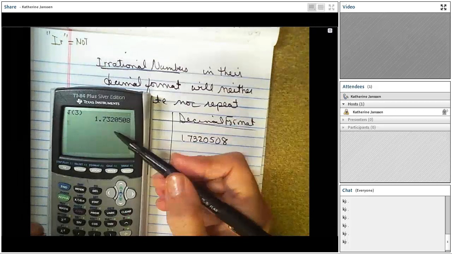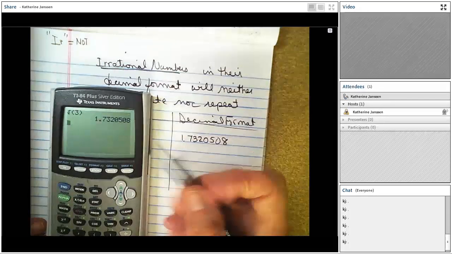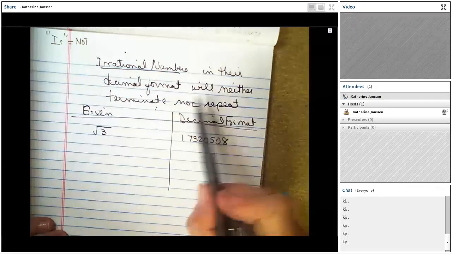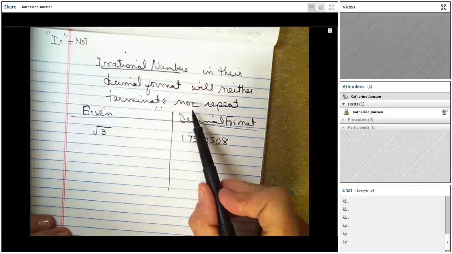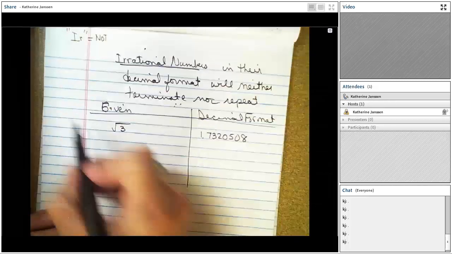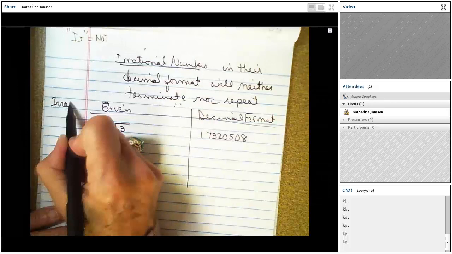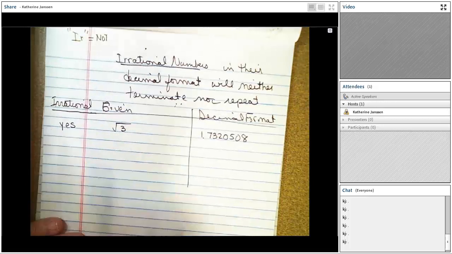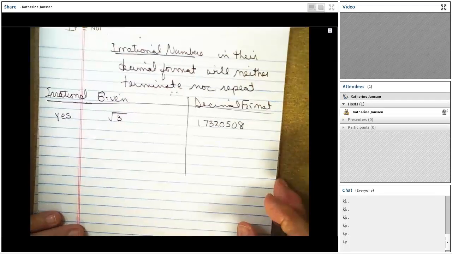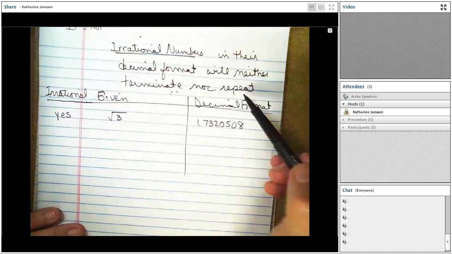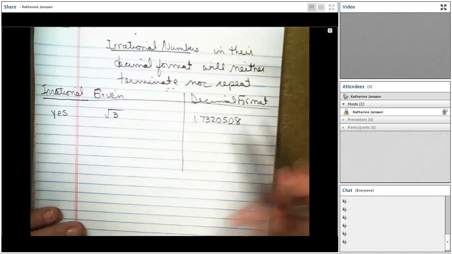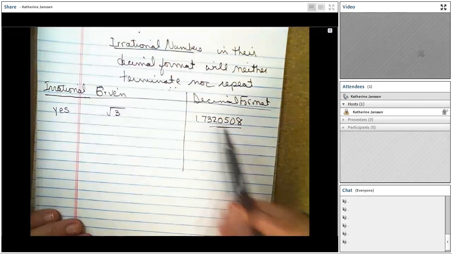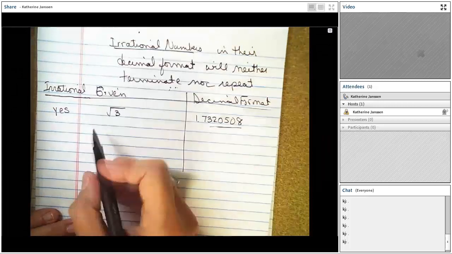And I've got pretty good accuracy following the decimal point, and it doesn't look like it is terminating. So it doesn't look like it's terminating, and it doesn't look like it's going to repeat. So is it irrational? Yes, it is irrational. In decimal format, it will neither terminate nor repeat. So we had to convert to decimal format with our calculator and kind of expand the placeholders following the decimal point to investigate. How about a negative square root of 8?